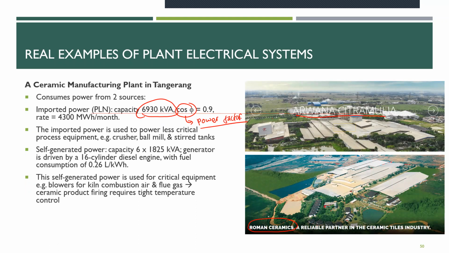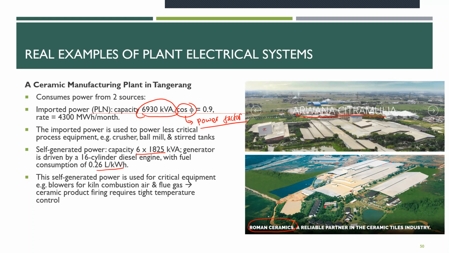They also use self-generated power. Self-generated power means they make on-site generation to supply their own electrical demands in order to fulfill the demands of this ceramic manufacturing, with a capacity of 6 × 1,825 kVA. The generator is driven by diesel engines with 16 cylinders, with a fuel consumption of 0.26 liter per kilowatt hour.